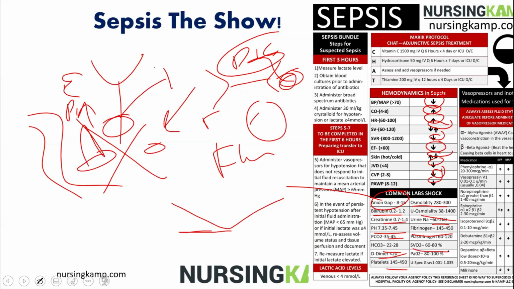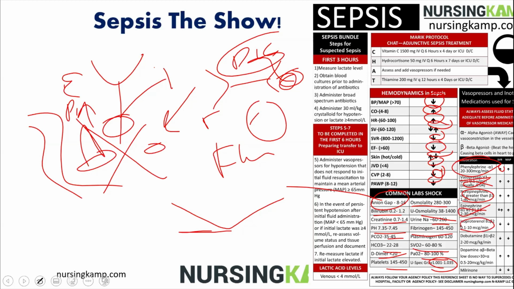SVO2, which we just talked about, PaO2, we talked about, specific gravity, all about fluid. Over here you have phenylephrine, an alpha agonist. This tells you that it affects only the systemic vascular resistance. Then you have vasopressin. That's not used as frequently. Levophed, epinephrine, not most frequently.